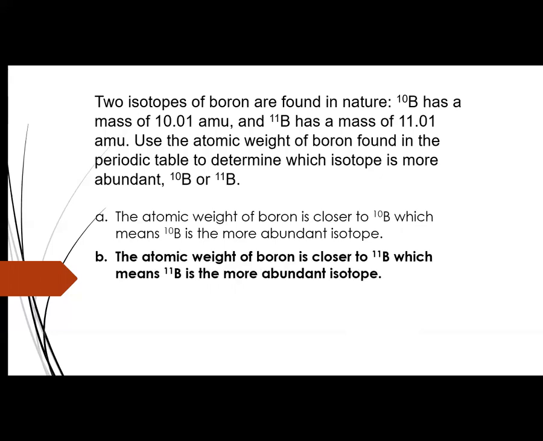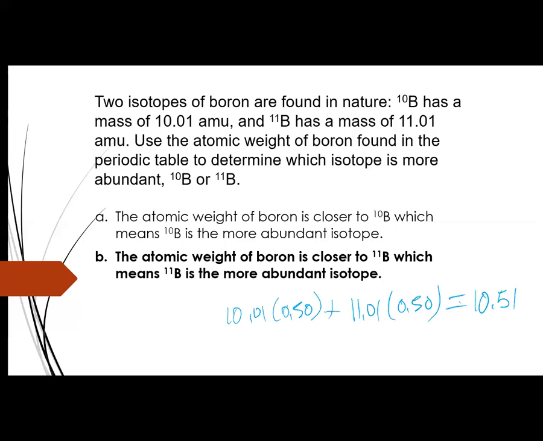What we should notice is that boron-11 is a little bit closer to the average weight that's written on the periodic table compared to that of boron-10. That means that our boron-11 must be a little bit more abundant. If they were perfectly equal, we would have 10.01 times 50% plus 11.01 times 50%, and we would get a value that was almost right there in the middle of them. We should get something like 10.51.